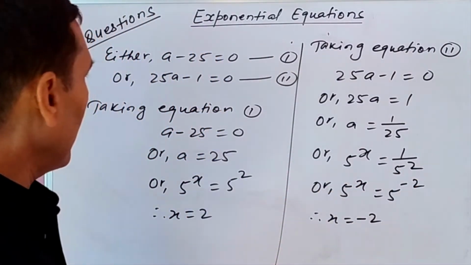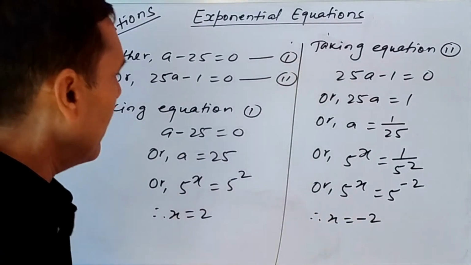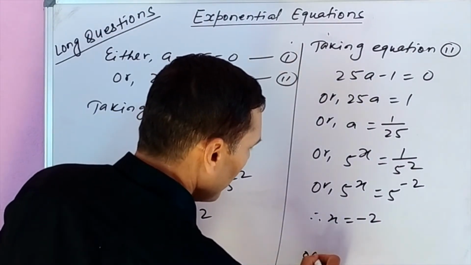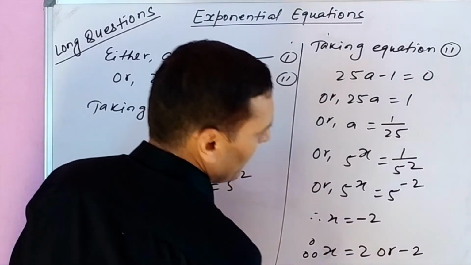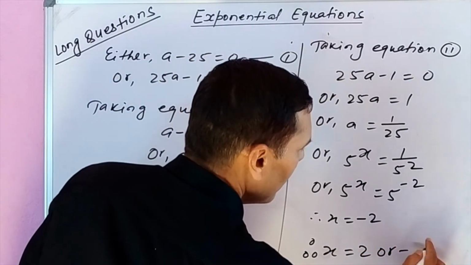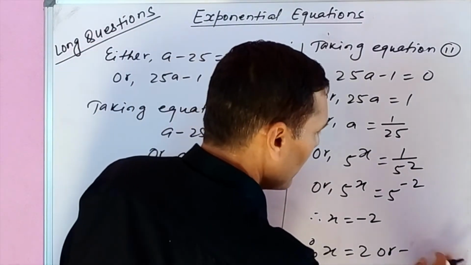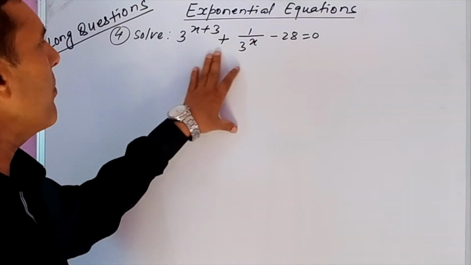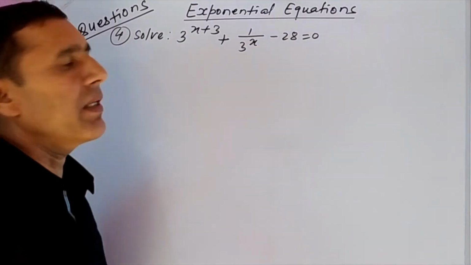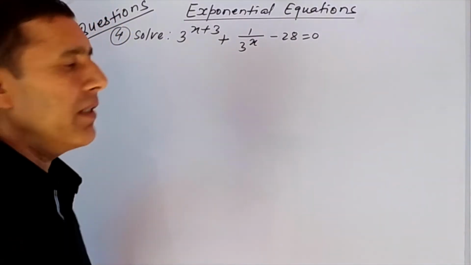Therefore, we get two values of x here. One value of x is 2, another value of x is minus 2. Therefore, x is equal to 2 or minus 2. These are the two required values of x. Next is this one: 3 to the power x plus 3 plus 1 upon 3 to the power x minus 28 is equal to 0. Now we are going to solve this equation.